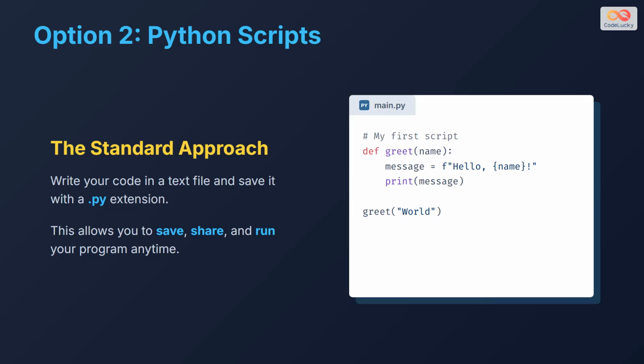For real programs, you will use Python scripts. This simply means writing your code in a text file and saving it with the .py extension. This allows you to save your work, share it with others, and run it as many times as you like.